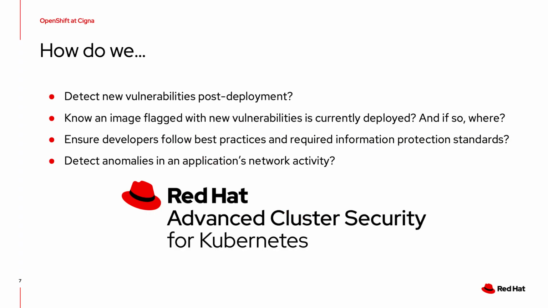Some of the questions we found ourselves and our information security partners asking were, how do we detect new vulnerabilities post-deployment? How do we know if an image that's been flagged with new vulnerabilities is currently deployed, and if so, where is it deployed? How do we ensure developers follow best practices and required information protection standards? And lastly, how do we detect anomalies in an application's network activity?